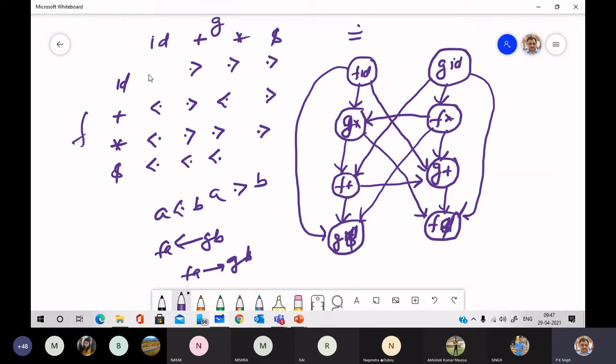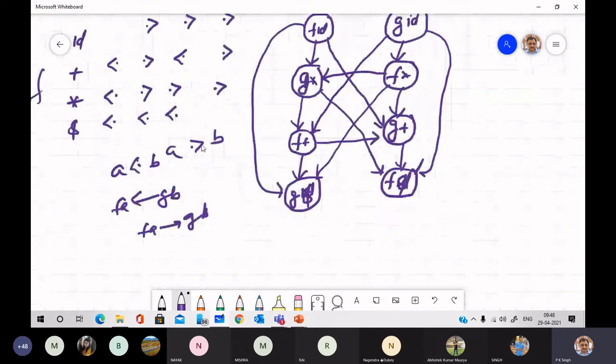Now see what we have to do. We have to look into the graph. If this graph is cyclic, if there is any cycle in the graph, in that case no precedence relation holds and you can't go for operator precedence parsing. But here if you see this graph, there is no cycle. So now we can compute the table.